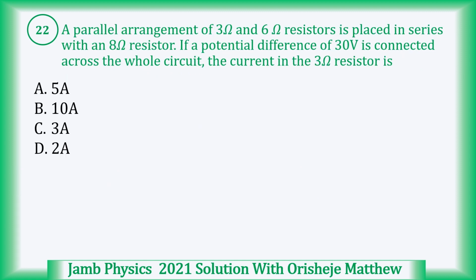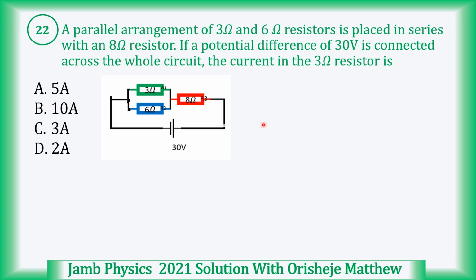Question 22. We have a parallel arrangement of a 3 ohm resistor and a 6 ohm resistor which is connected in series with an 8 ohm resistor, and the potential across the three of them is 30 volts. This is a diagram of what you have there. Now, what is the current in the 3 ohm resistor?